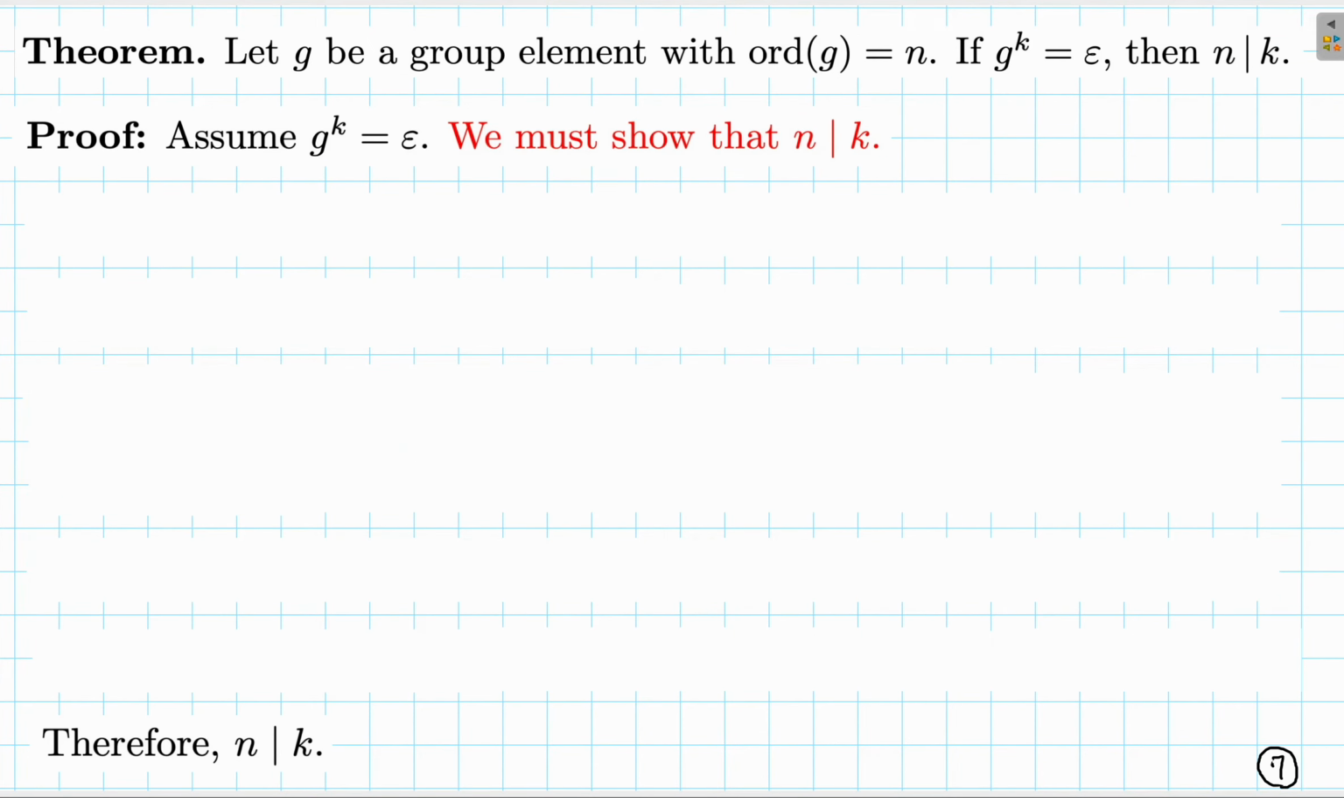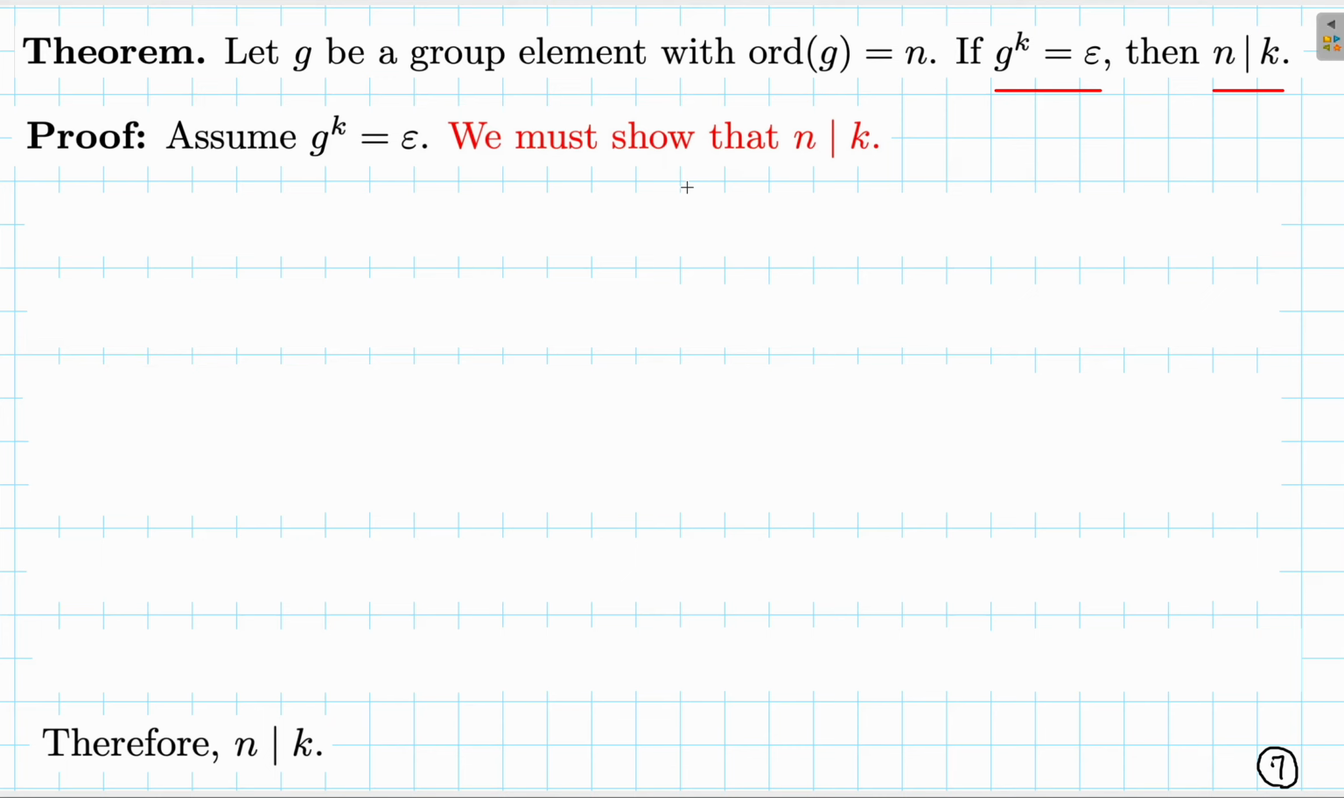Here's the proof of our theorem. Let's state it again. Let G be a group element with order n, and if G to the k is the identity, that's our hypothesis, then n is a divisor of k. And so as usual, we've already put the hypothesis up top. We'll assume that G to the k is the identity. And then our very last line: therefore, n is a divisor of k. And so just to help guide our proof, we must show that n is a divisor of k.